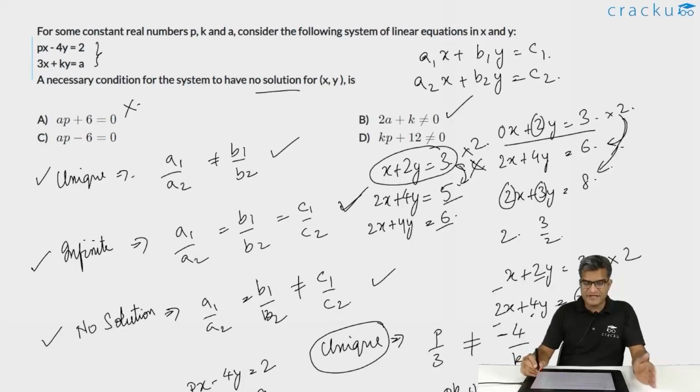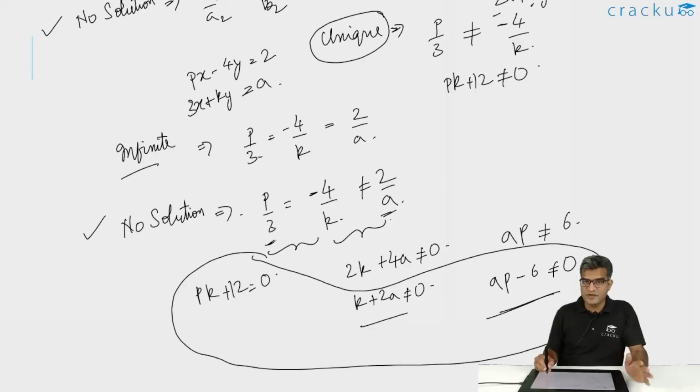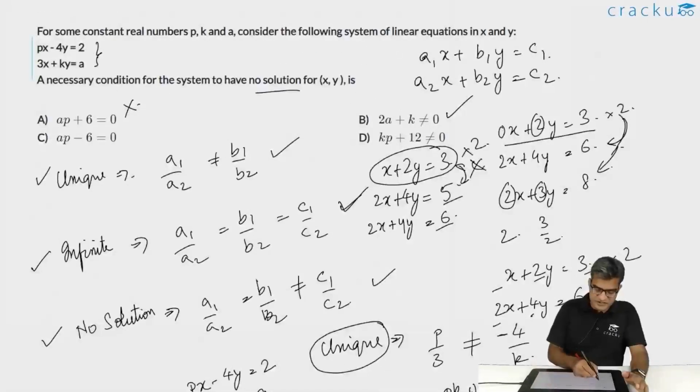Option C says ap minus 6 is equal to 0. But the necessary condition is that ap minus 6 should not be equal to 0. So this is not the answer.